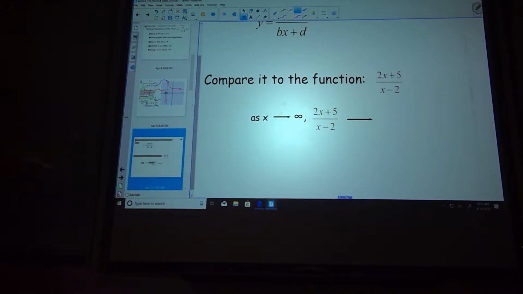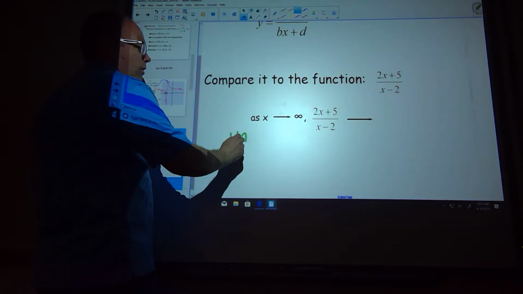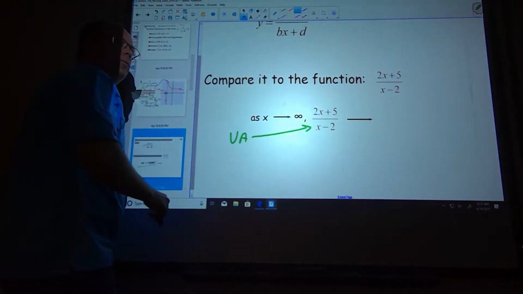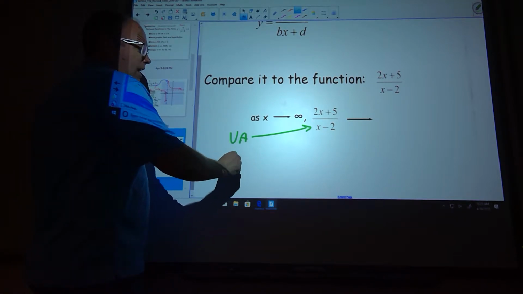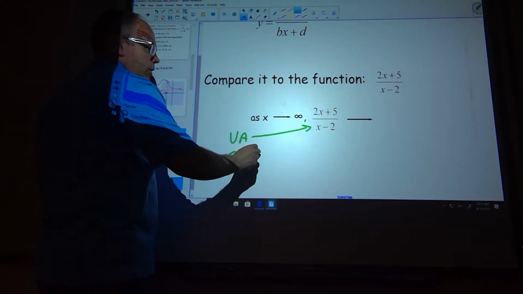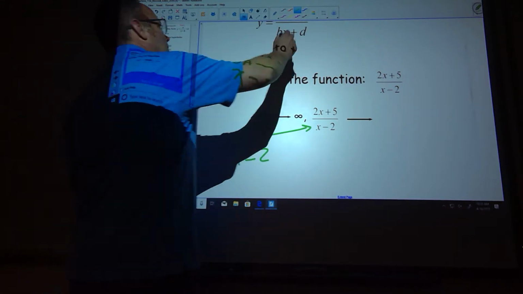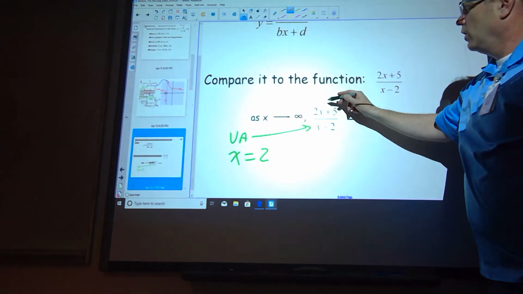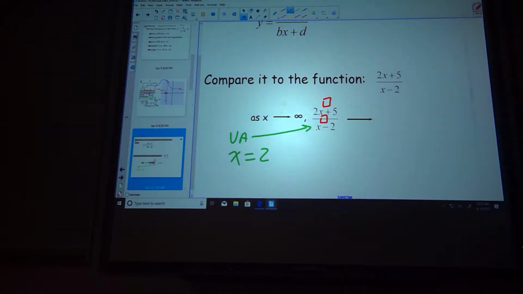So when we look at this function, vertical asymptote is still related to that. Okay? Vertical asymptote is still related to that. So it allows me to say that x is equal to positive 2 for your vertical asymptote. But if you have your degree on top and your degree on bottom equal, they're both 1 here.